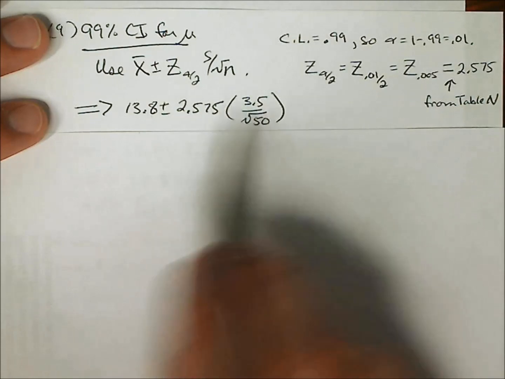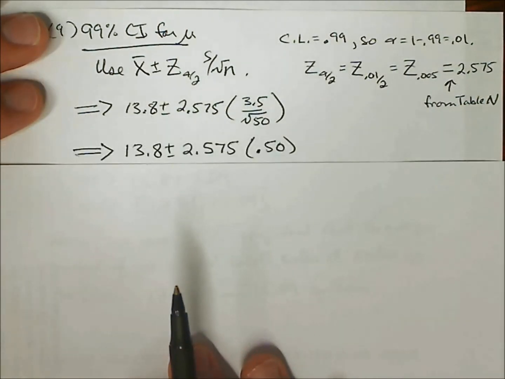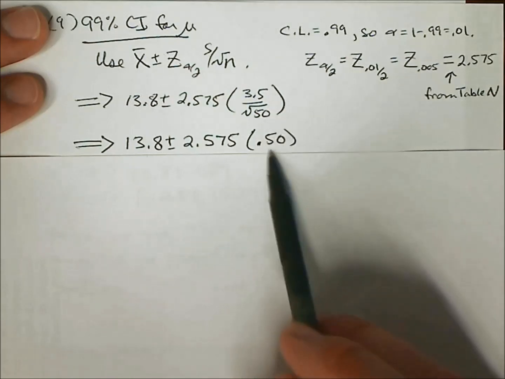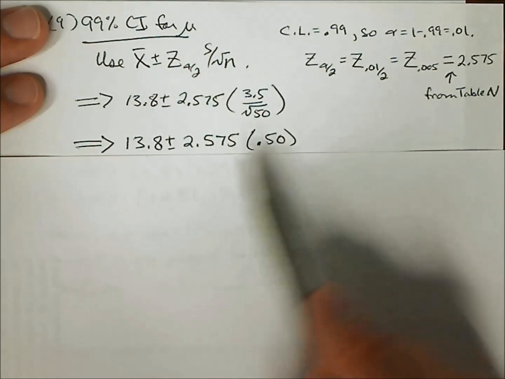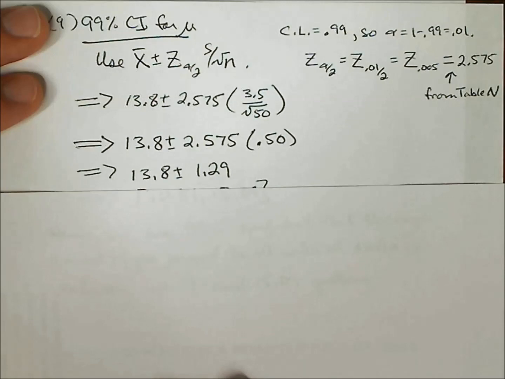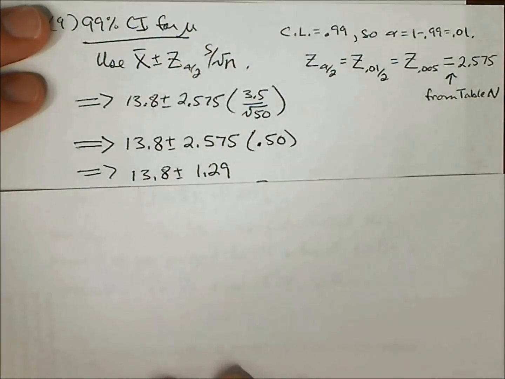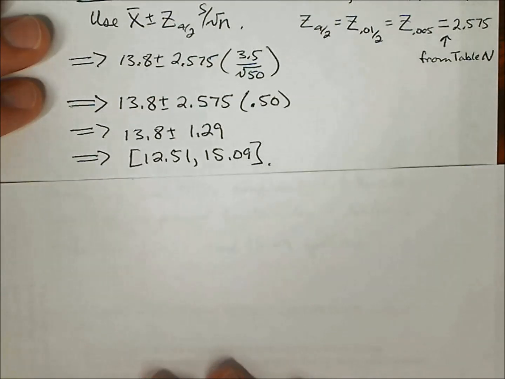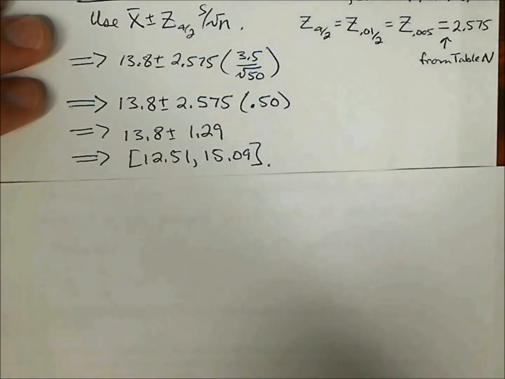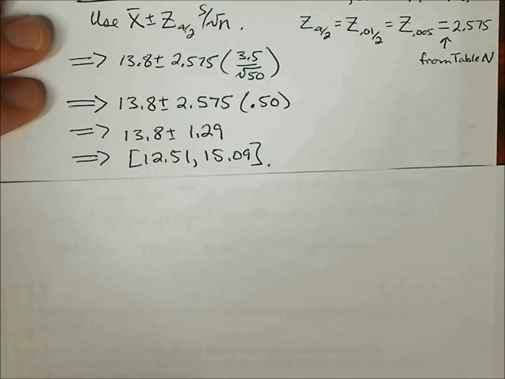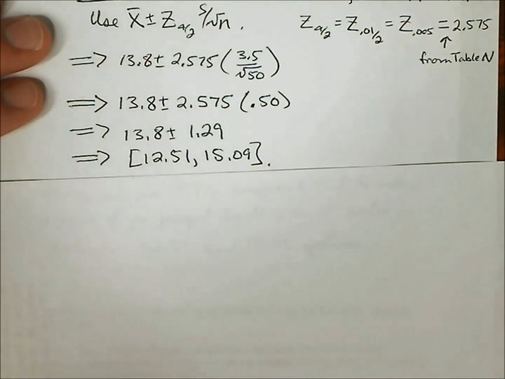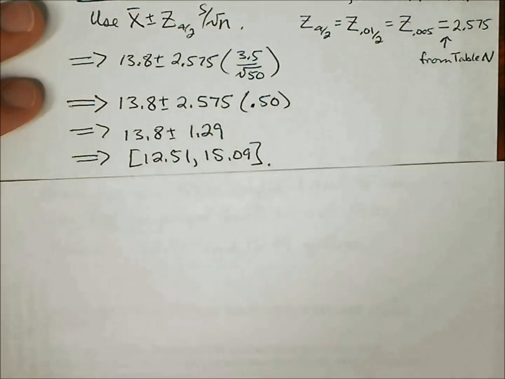So we got our 4 pieces in here. Plug them in. Start simplifying. Simplify the standard error of x bar. That's roughly 0.50. Multiply that times 2.575. You get 1.29. And add and subtract 1.29, also called the margin of error, to our point estimate, and you get these values in here, 12.51 up to 15.09.